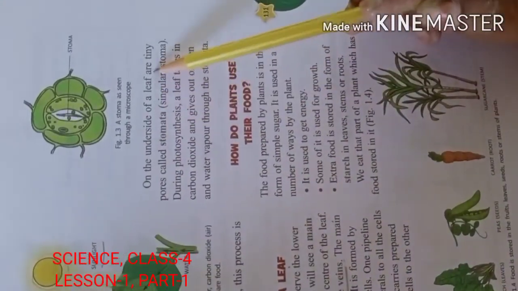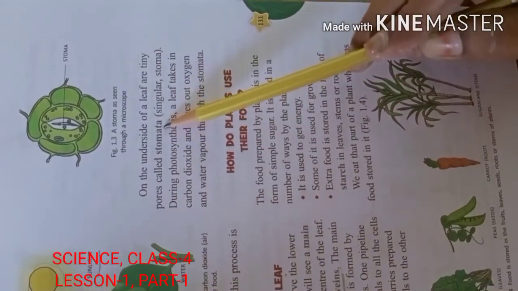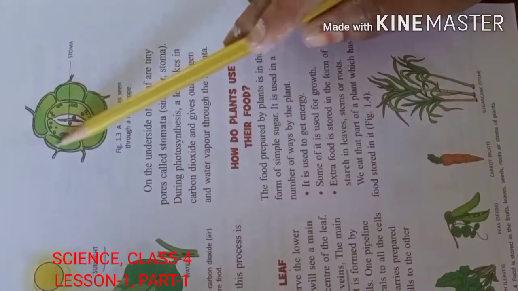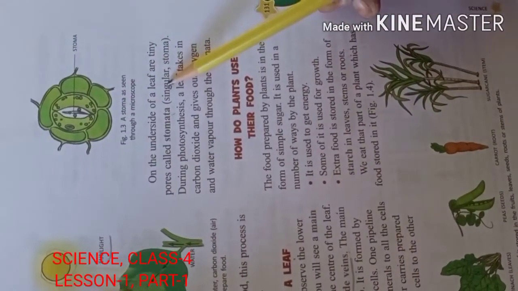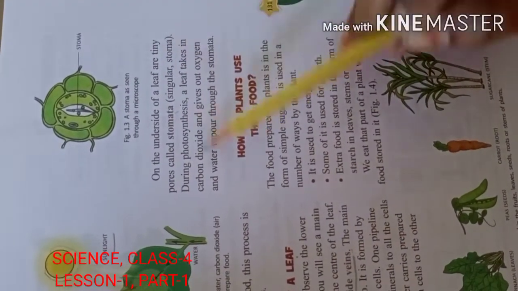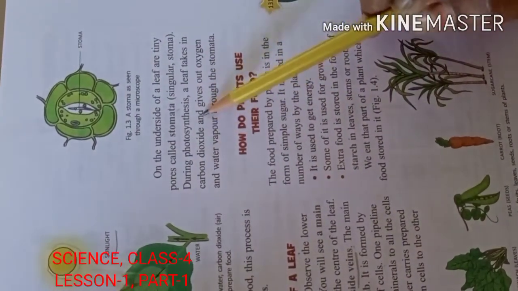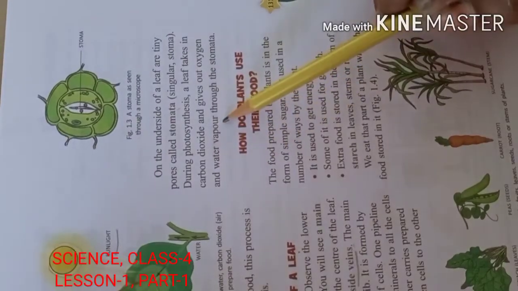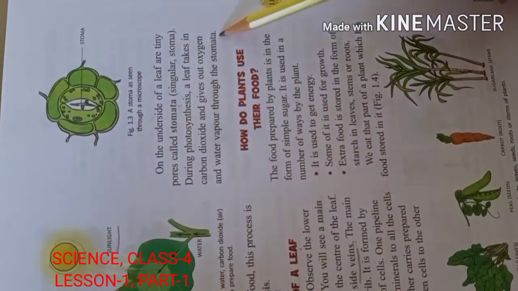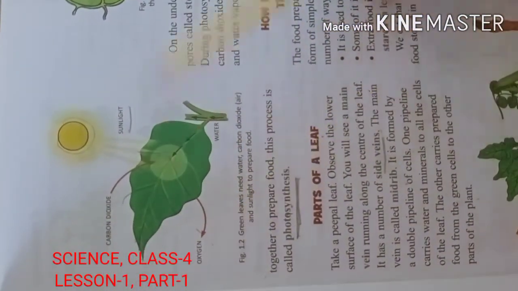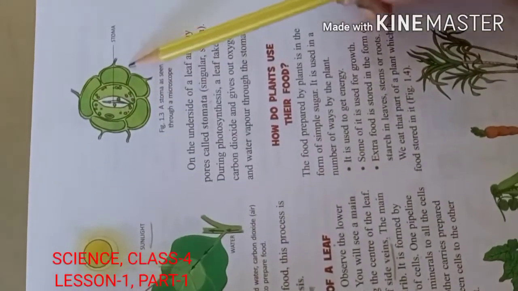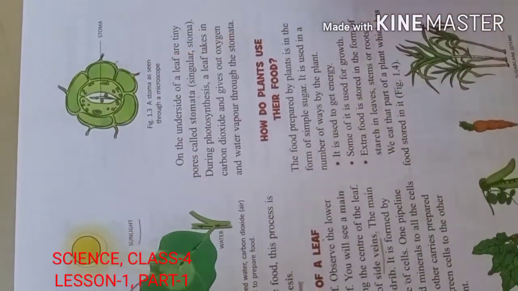On the underside of a leaf are tiny pores called stomata. This is called stomata, on the underside of the leaf. The singular is stoma. During photosynthesis a leaf takes in carbon dioxide and gives out oxygen and water vapor through the stomata. That means here, see, the carbon dioxide it is absorbing and leaving out oxygen.